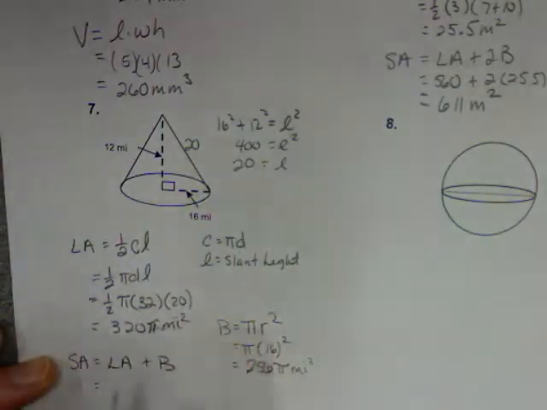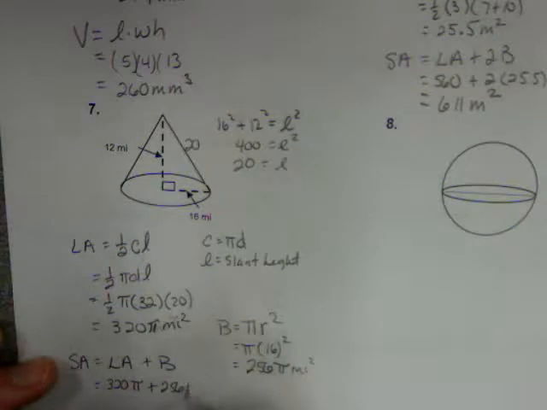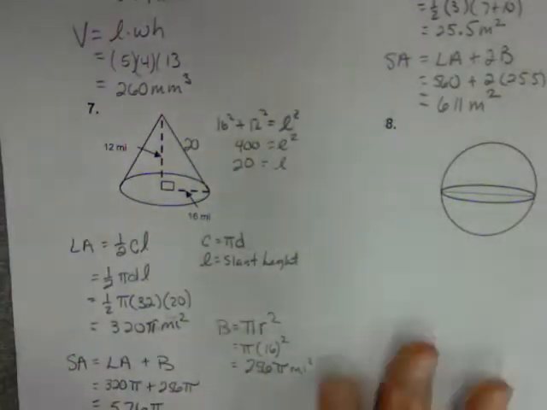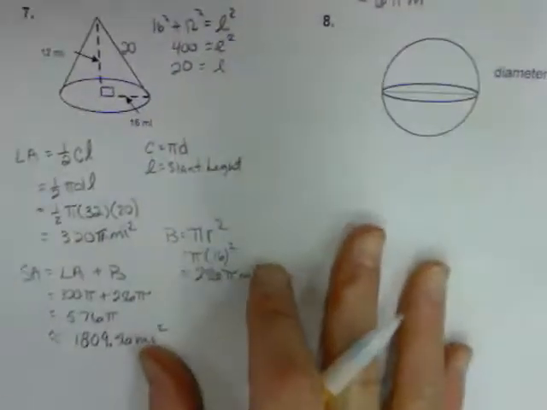Okay, so the lateral area is 320 pi plus the base area, which is 256 pi. When we add that together, we will end up with 576 pi, and that will be approximately 1,809.56 miles squared.